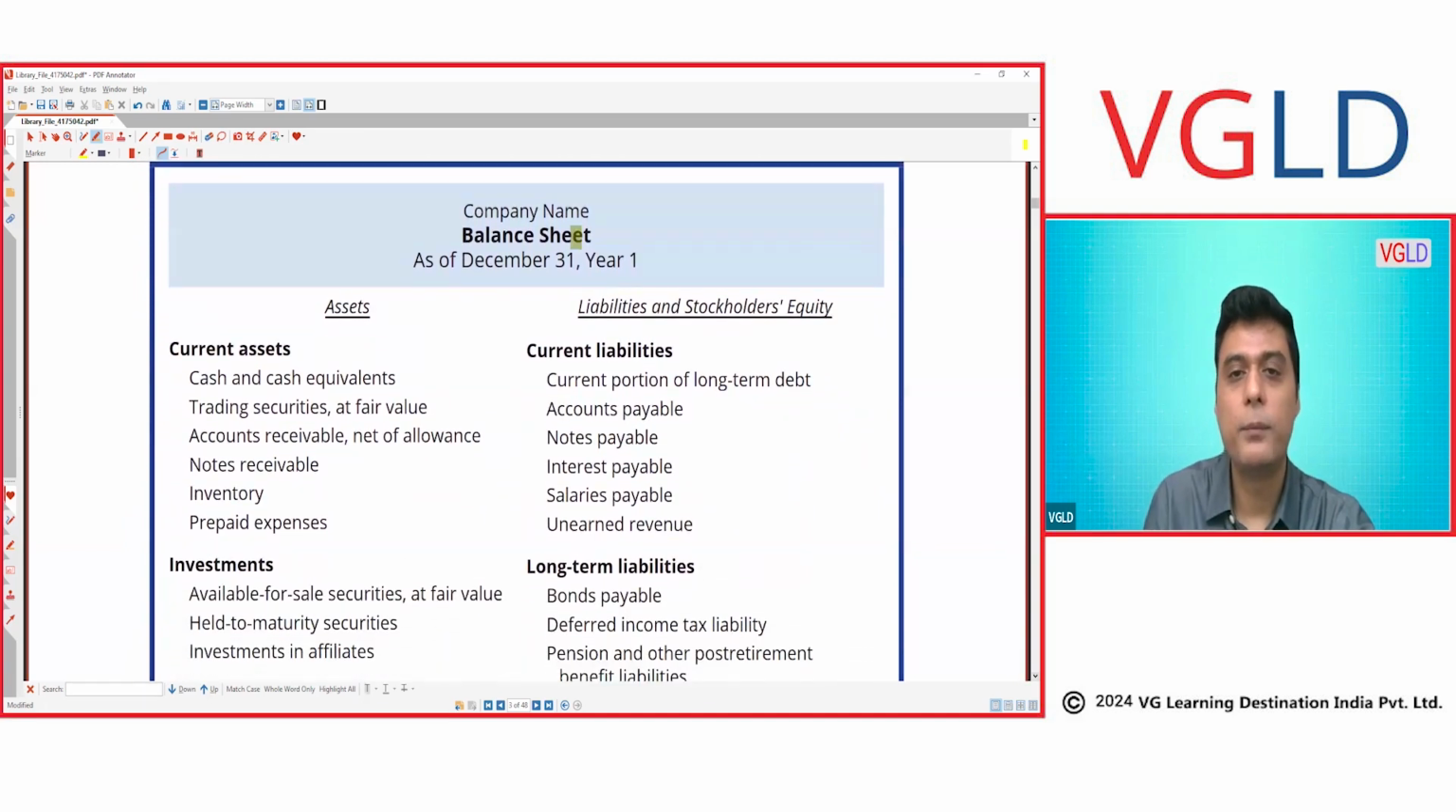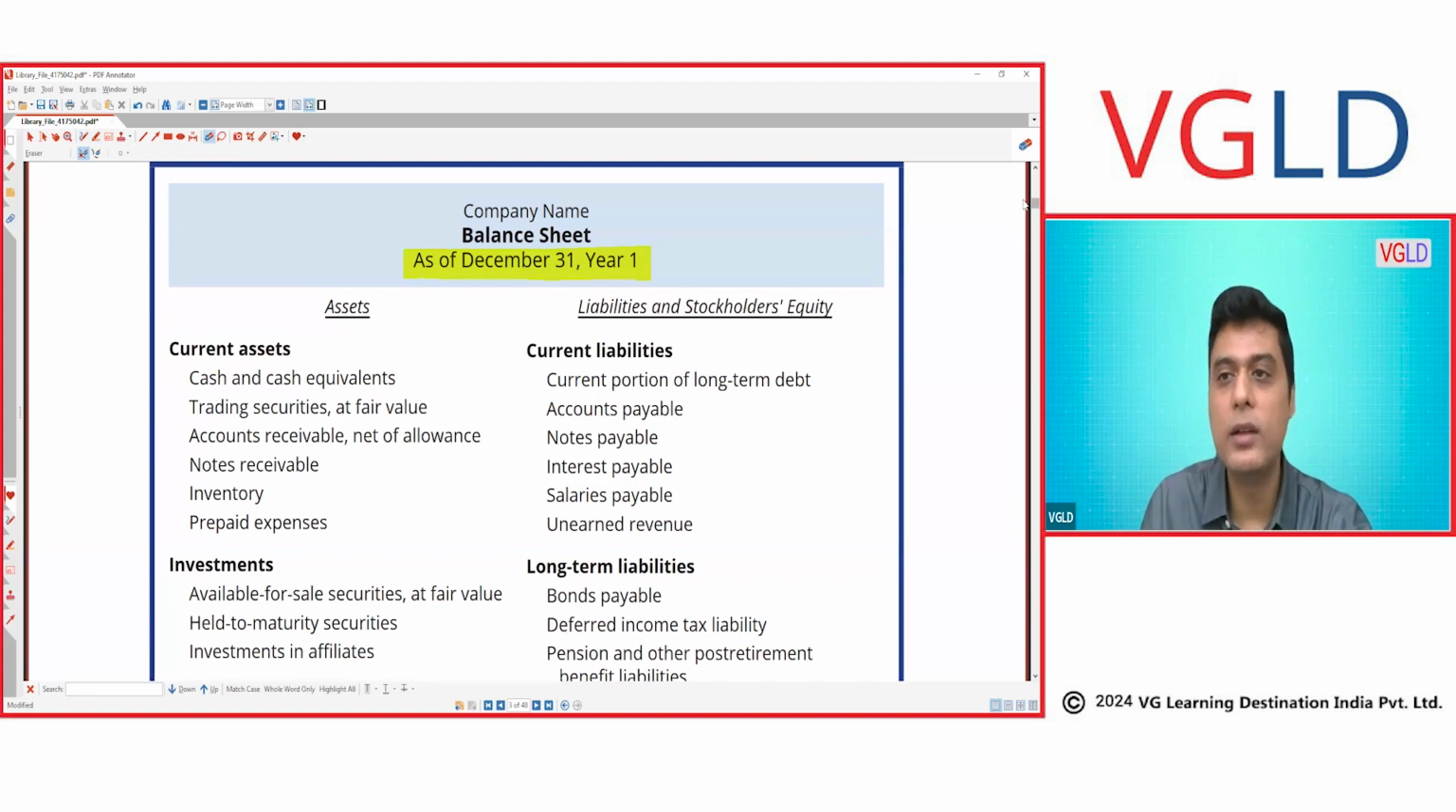So balance sheet as of December 31, year 1. As of is also fine, as at is also fine. Both are considered okay. Now, a very, very important thing that you can notice here: assets are on the left, liabilities and stockholders' equity are on the right.